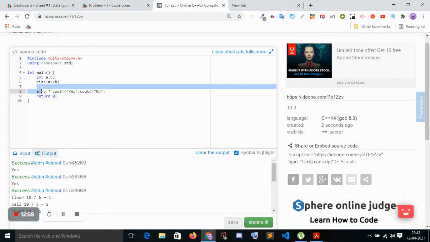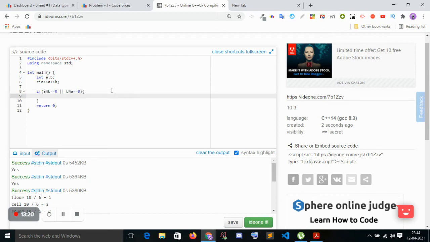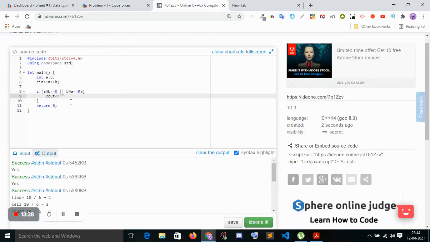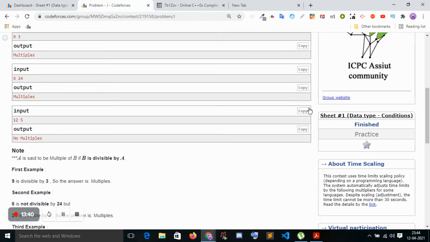Just check if A modulus B equals 0 or B modulus A equals 0, then cout multiple. Okay, so I'll copy it, cout multiple. Else, if it is not, then cout no multiple.